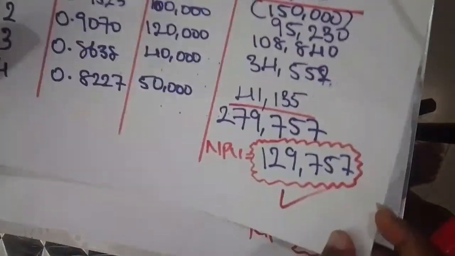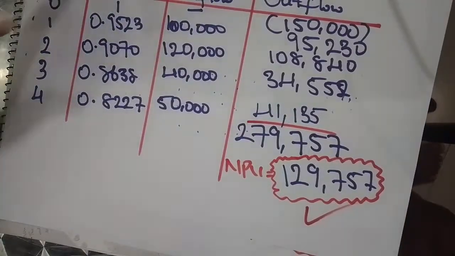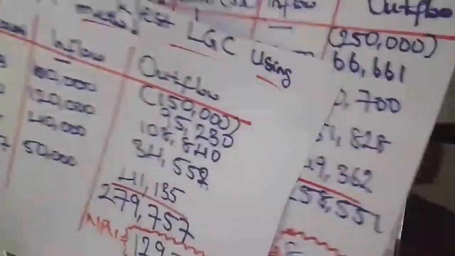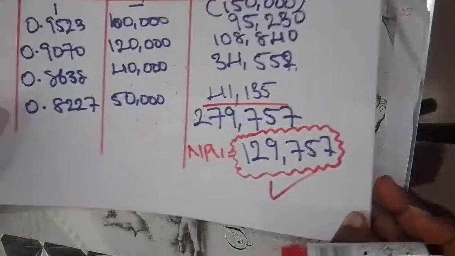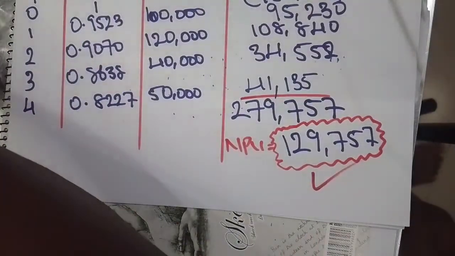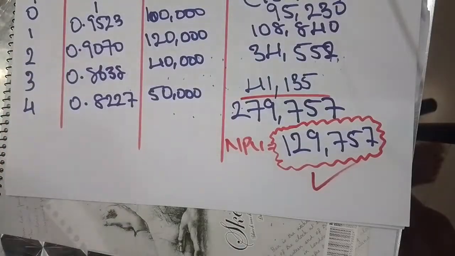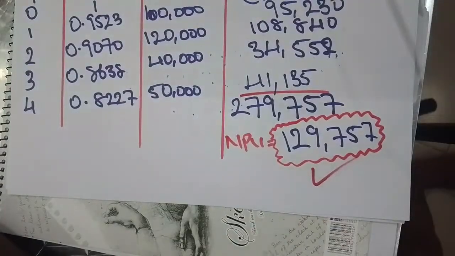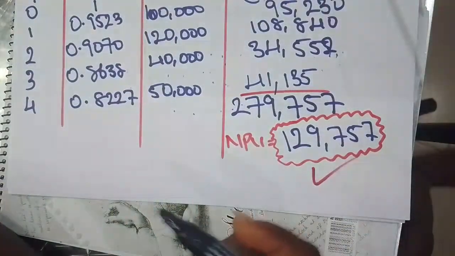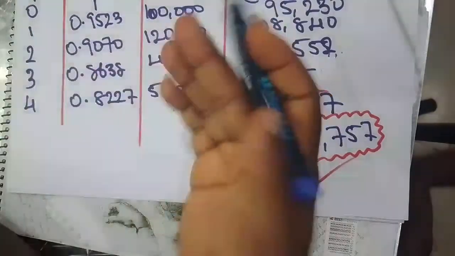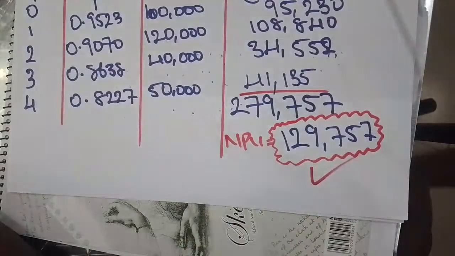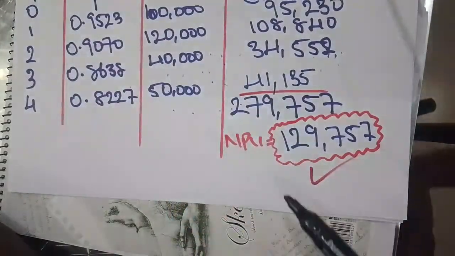Remember, you're not just calculating. At the end of your calculation, you need to advise as a financial advisor. So simply put, no long story: based on the above computation, the local government council is advised to invest in project Q because it has the highest net present value of 129,000.